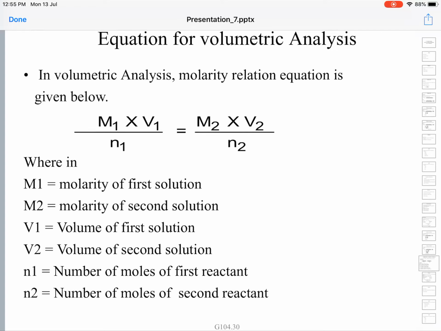Likewise, V1 is the volume of first solution, V2 is the volume of second solution, N1 is number of moles of first reactant, N2 is number of moles of second reactant. This formula is mostly used in your volumetric analysis titrations.